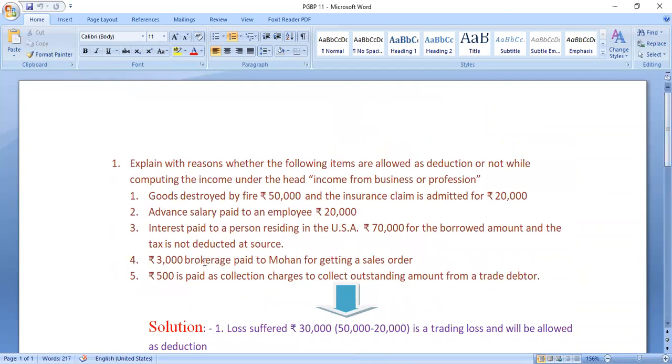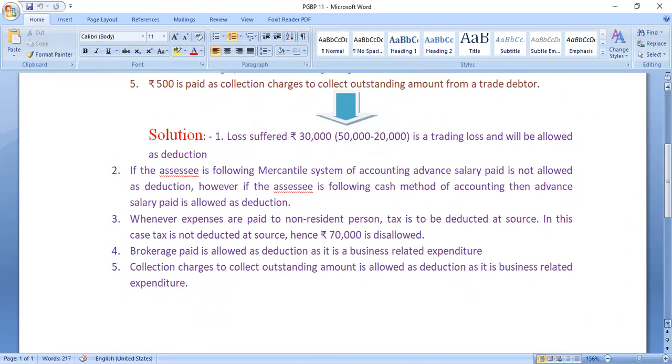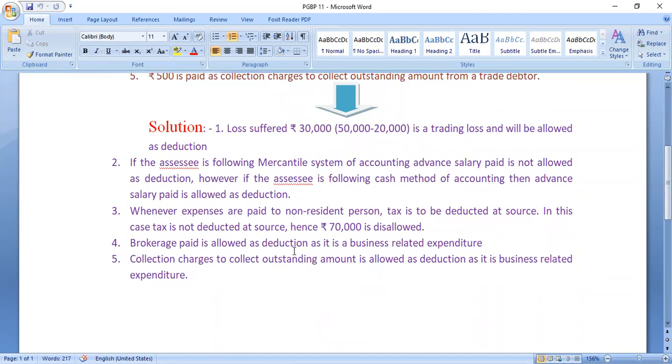Fourth one, brokerage: 3,000 brokerage paid to Mohan for getting a sales order. Can you allow this deduction? Is it a business expenditure or not? It is concerned with business, yes, I can allow it. What do you have to write here? You can allow the deduction. Brokerage paid is allowed as deduction, since it is a business related expenditure. Brokerage means some form of commission to get a sales order, that is treated as business expenditure. So it is allowed as deduction.